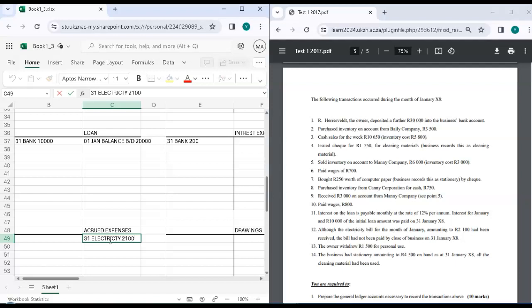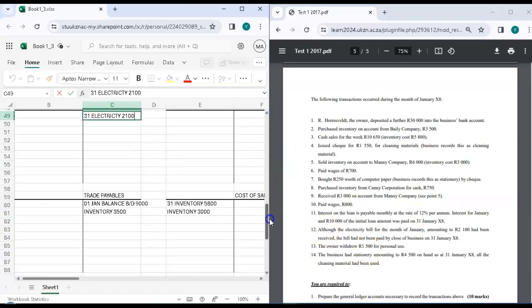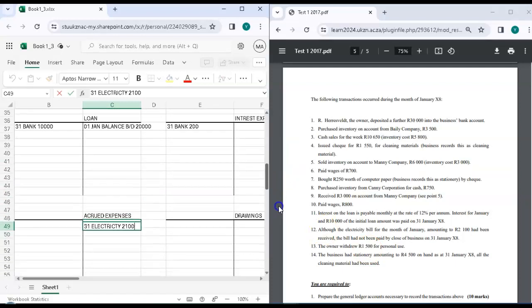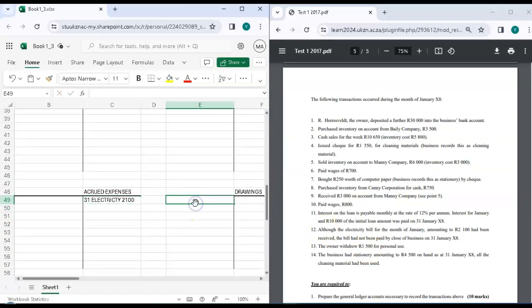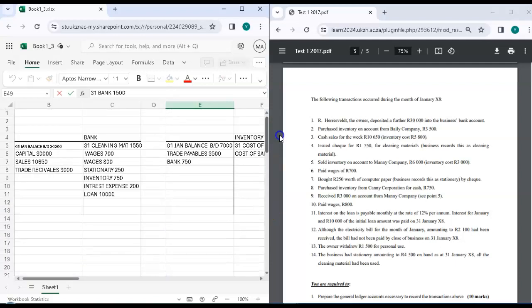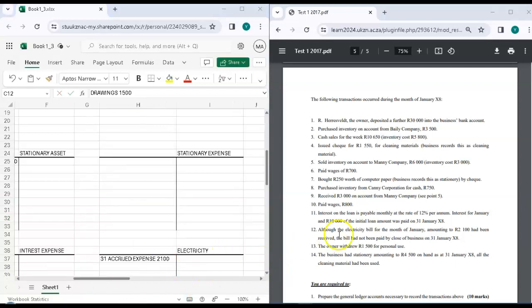Now the owner draws 1,500. As soon as the owner draws 1,500, it'll be debit drawings and credit bank. So debit drawings, the contra will be bank, and the amount will be 1,500. Then you go to bank, and on the credit side you write drawings 1,500. So that's done.